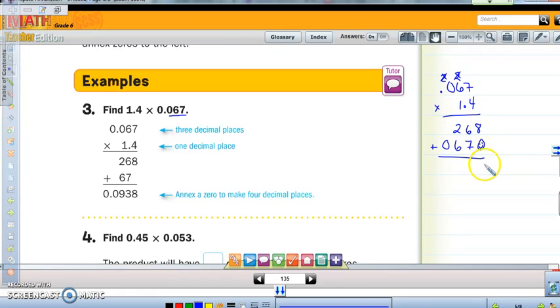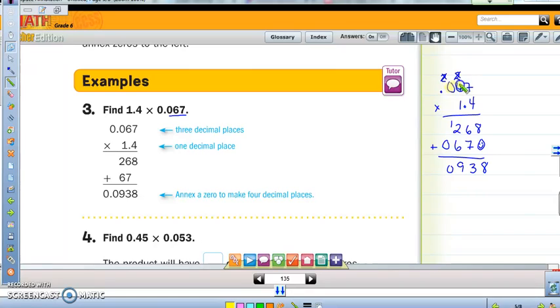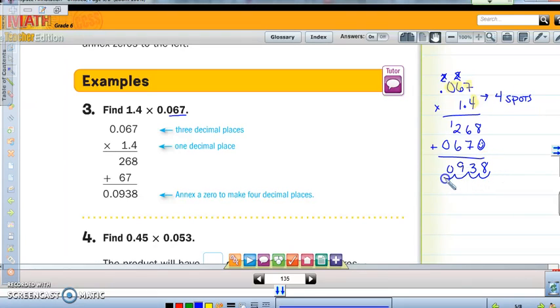We're going to add. 8 and 0 is 8. 6 and 7 is 13. Carry the 1. 6 and 2 is 8, plus 1 more is 9. And 0. So we have 1, 2, 3, 4 decimal places to move over. So 4 spots. So 1, 2, 3, 4. So 0.0938 should be your answer.